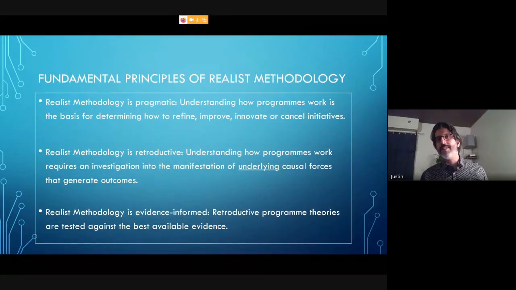So some fundamental principles of realist methodology. The first principle is that realist methodology is pragmatic. In other words, understanding how programs work is the basis for determining how to refine, improve, innovate, or maybe even cancel initiatives. I say this because realist methodology has not been developed as a form of basic research.